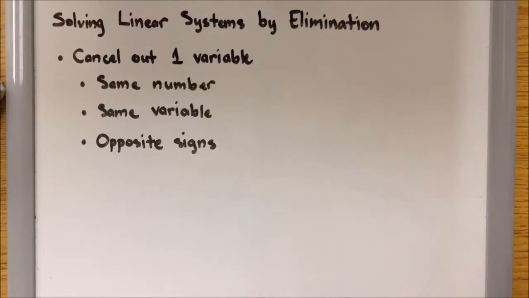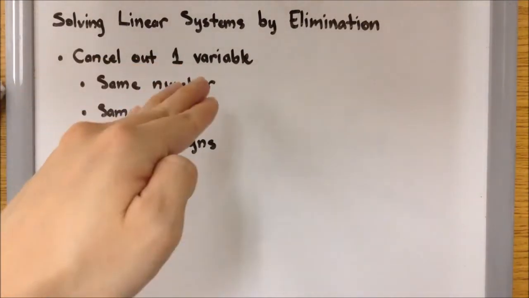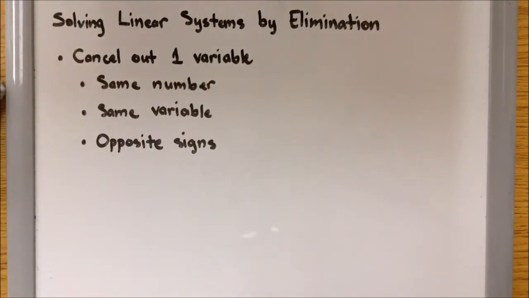Alright, in this section we're going to cover solving linear systems by elimination. What I mean by elimination is that you're going to cancel out one variable. In the previous examples we did, we were solving for two variables, x and y, a and b, just two variables. Now with elimination, the purpose is you cancel out one variable in order to solve for the other one.